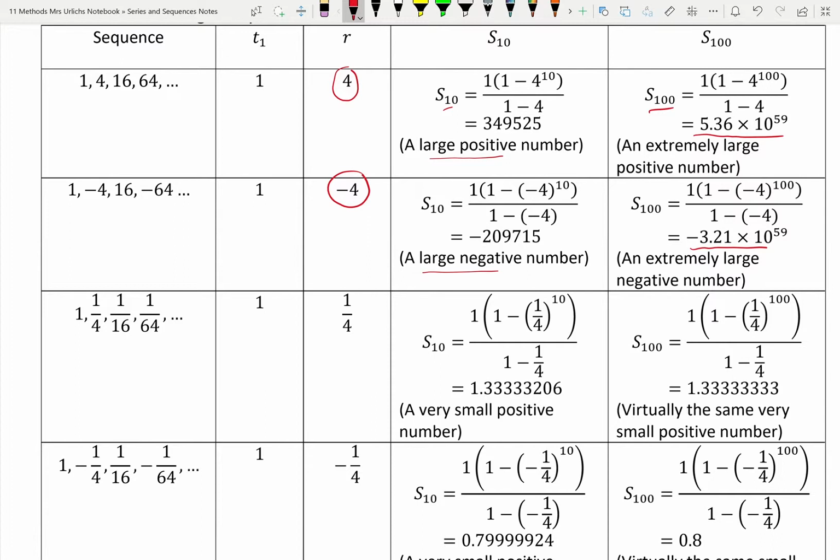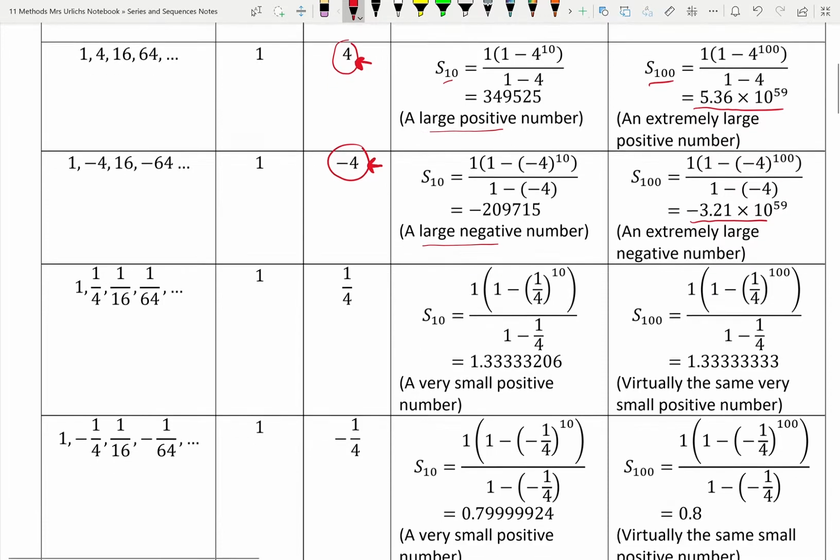And I hope that you can see that the more terms you add up, the bigger the sum is going to get. And in actual fact, we end up approaching infinity. If we add up infinite terms, we end up approaching a sum which is infinity, because this means that the terms are getting bigger, either positive or negative, each successive term.